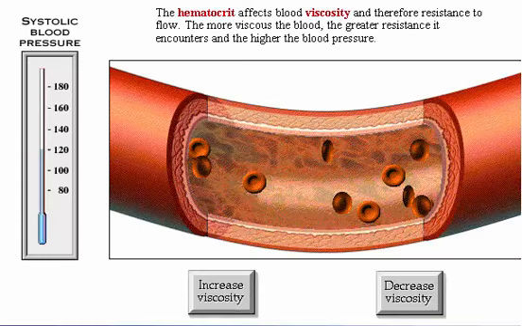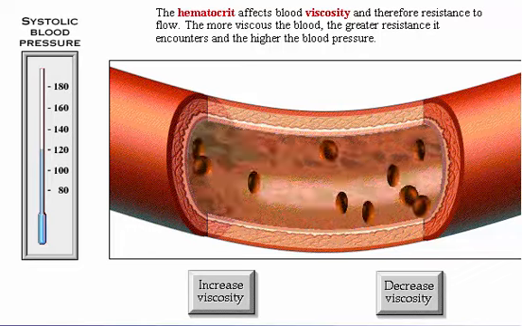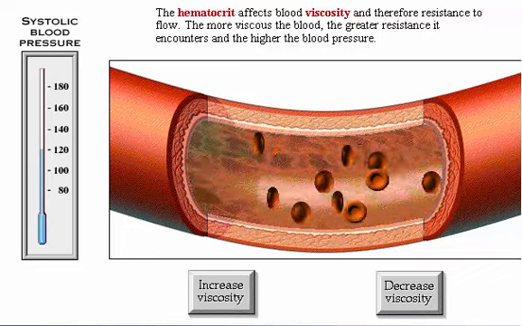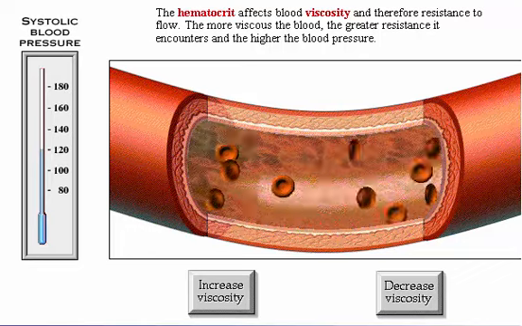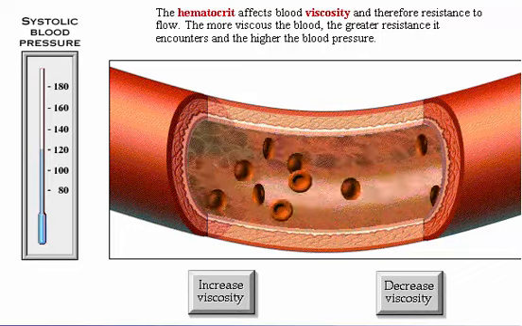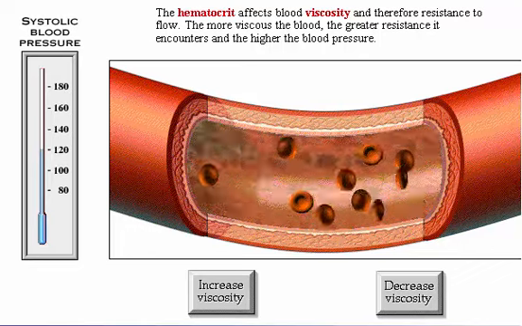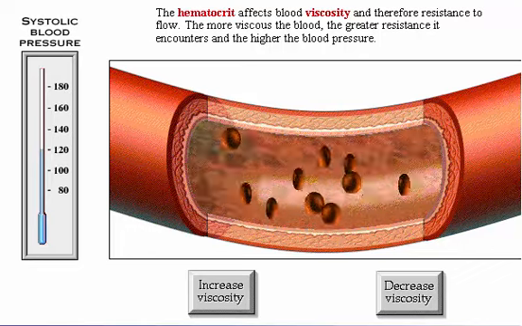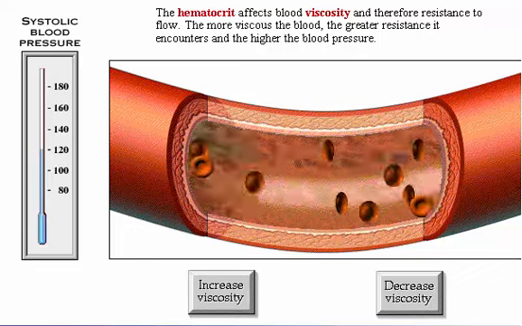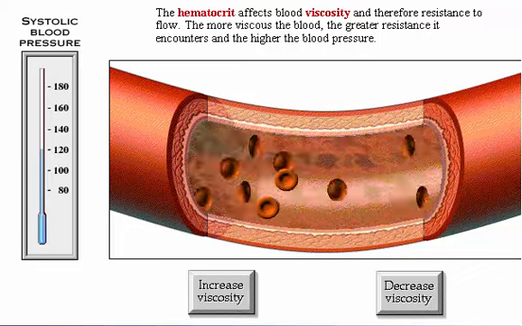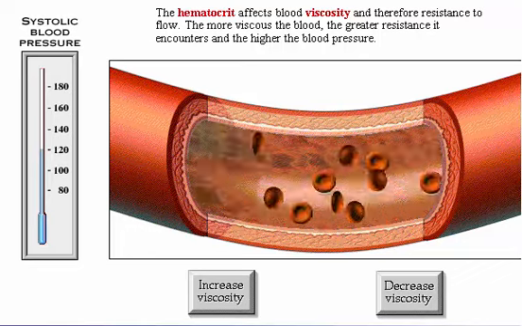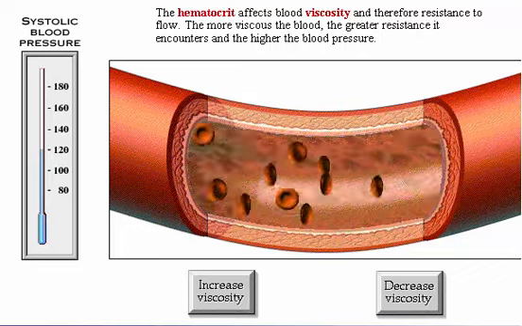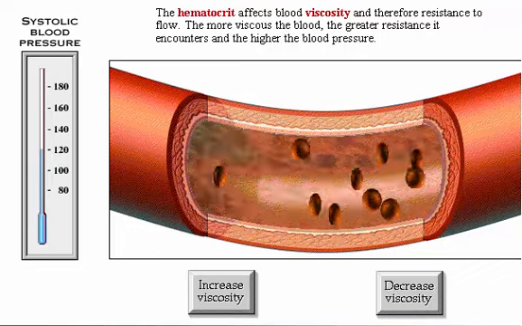The hematocrit is the percentage of red blood cells in the total blood volume. The hematocrit affects blood viscosity and therefore resistance to flow. The more viscous the blood, the greater resistance it encounters and the higher the blood pressure. The hematocrit can increase as a result of either more red blood cells or less plasma in the blood. Conversely, the hematocrit can decrease because of either fewer red blood cells or more plasma.